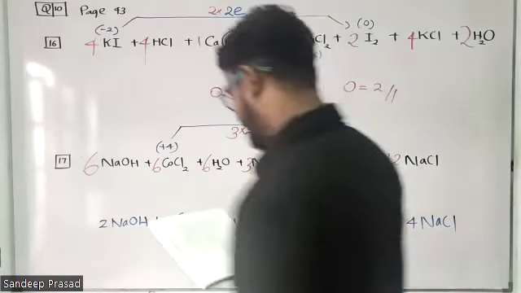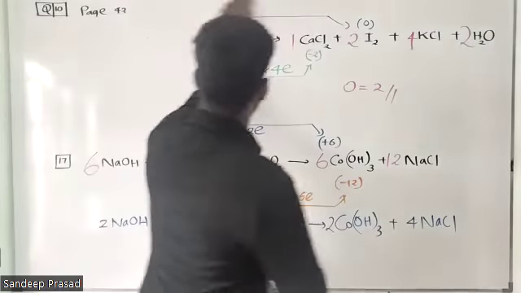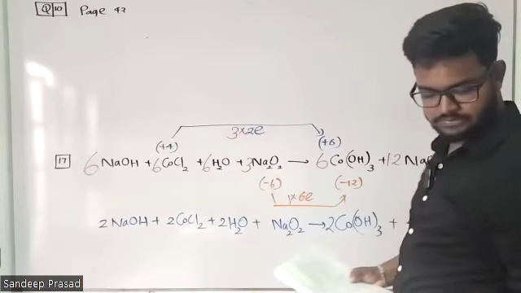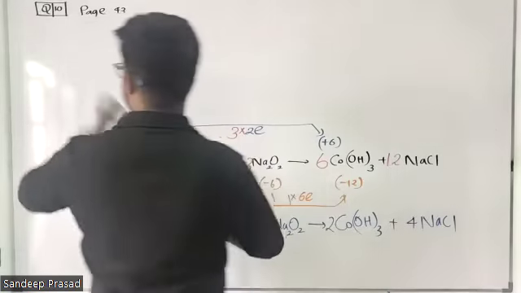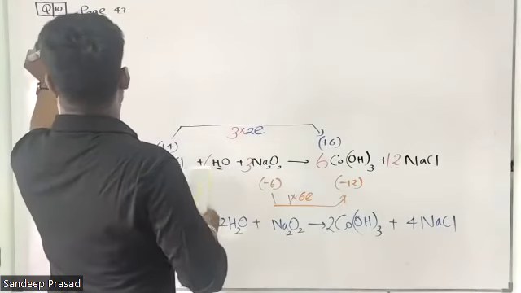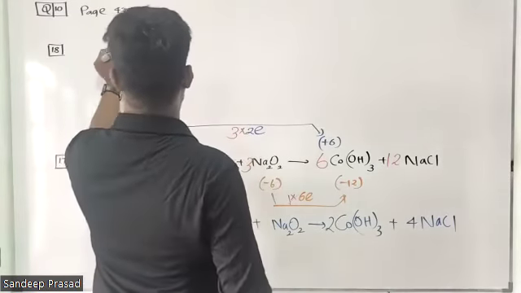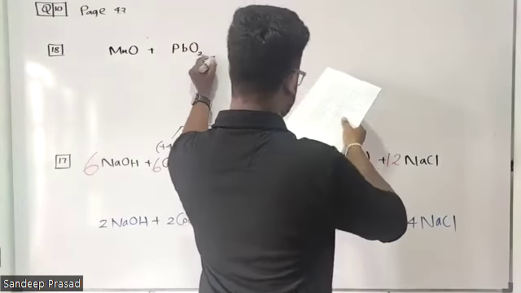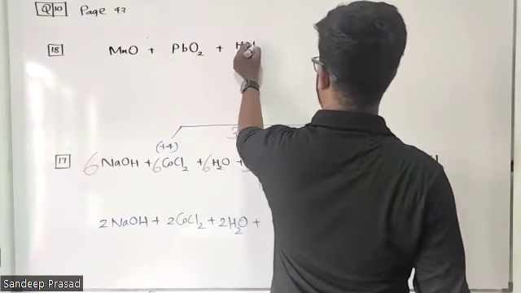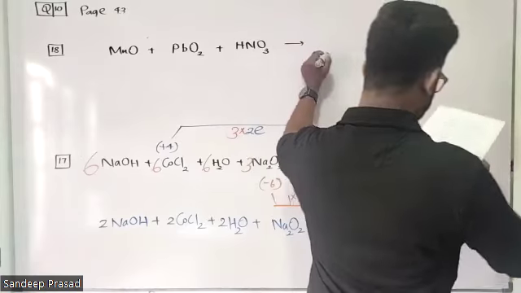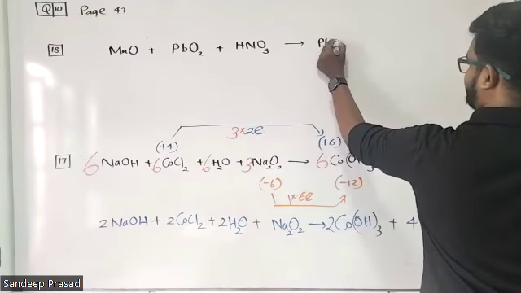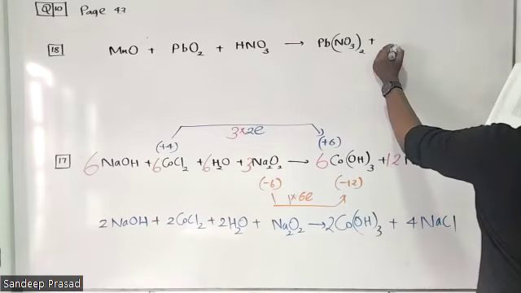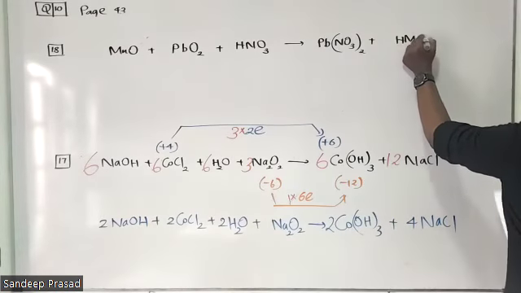Right, okay, let's quickly move to the 18th one also. Let's finish this one. 18th one, manganese oxide, lead oxide PbO2, HNO3, giving us lead nitrate Pb(NO3)2, HMnO4.